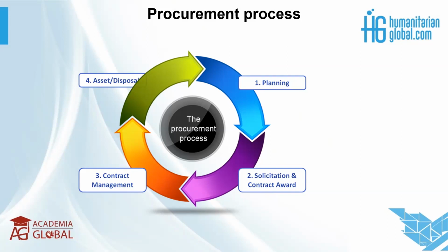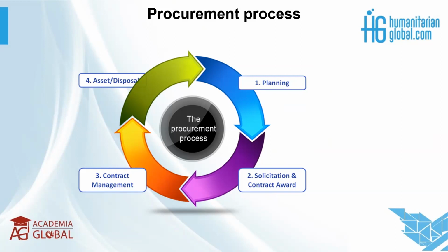The other step of the procurement process is contract management. This is where you decide that supplier A is better than supplier B, and you want to work with supplier A. This is where relationship management comes in. This is where supplier reviews come in.